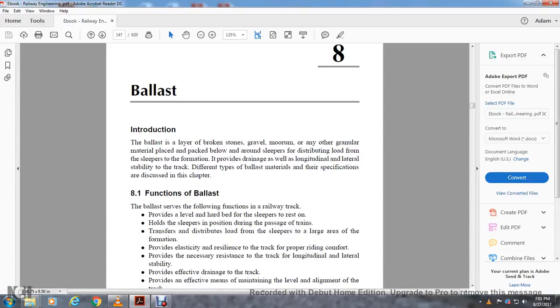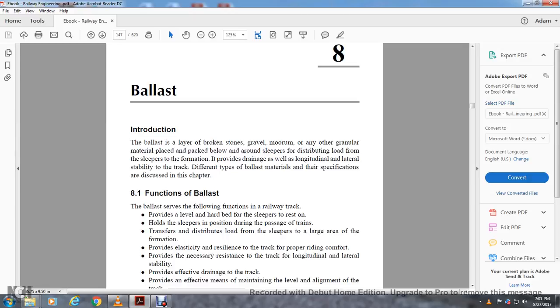Alright, Chapter 8, Ballast. Ballast is a layer of broken stone, gravel, moorum, and any other granular material packed below and around the sleeper to distribute the load from the sleeper to the formation, to provide drainage, as well as longitudinal and lateral stability of the track. Different types of ballast materials and their specifications are discussed in this chapter.